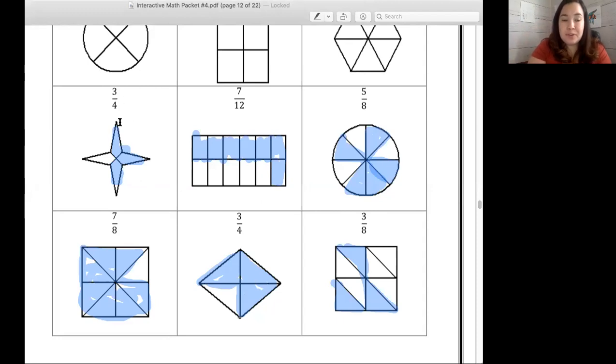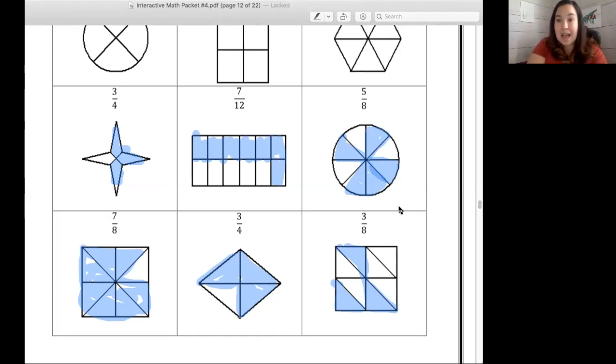So I have 3/4, right? I have 4 parts, I colored in 3. Here I have 12 parts for my bottom number. I colored in 7. I have 8 parts here. I kind of did a little checkered board, so I had to color in 5: 1, 2, 3, 4, 5. Same down here. I have 8 parts. I had to color in 7. I have 4 parts here, color in 3, and then I have 8 parts here, color in 3 also.